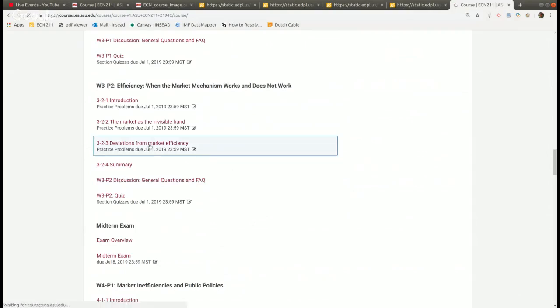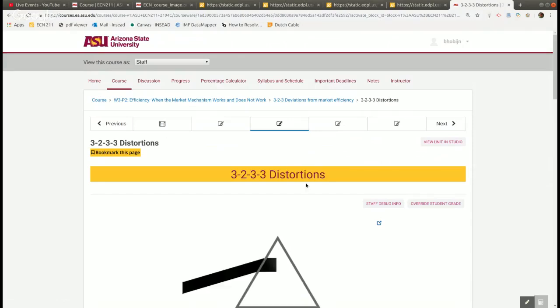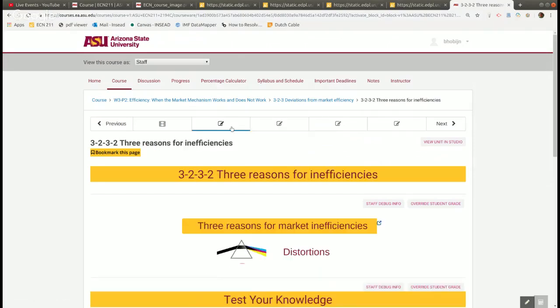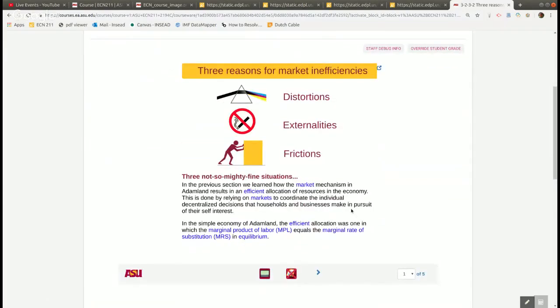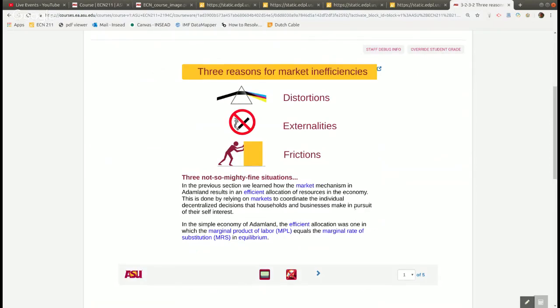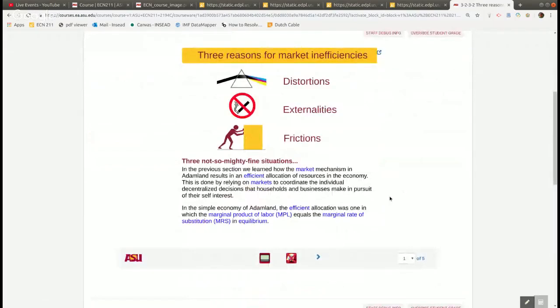They're really applications of distortions, externalities, and frictions. We discussed those in the abstract in part 3, and you will put those into practice and think about how they apply to markets we all interact in, in part 4.1.